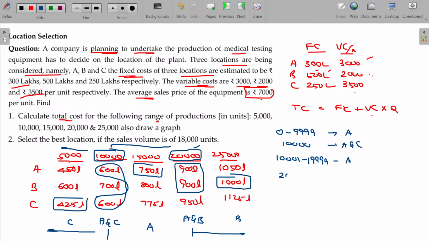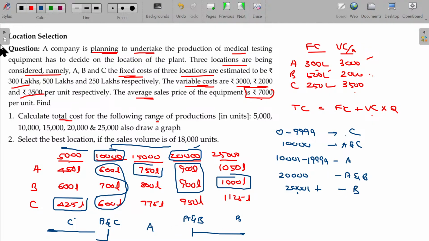And 20,000, so this one, first one is C, right? This one is C, sorry. This one is C, isn't it? This one being the C. 20,000 and more, exactly 20,000, whether you choose A or B, you will get the same cost. If it is more than 20,000, 20,001 plus, then automatically B is chosen.